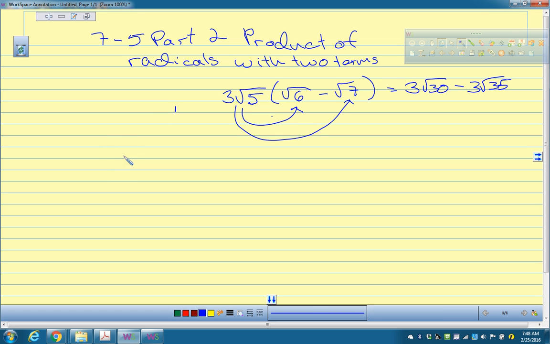Okay, so here you go. Your turn. You ready? Set. You try. We'll get through these pretty quick. 2 root of 3 times 6 root of 5 plus root of 10. Okay? Equals. Almost the same type of problem.